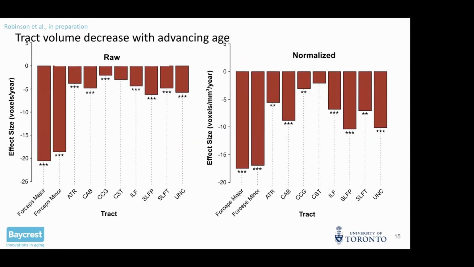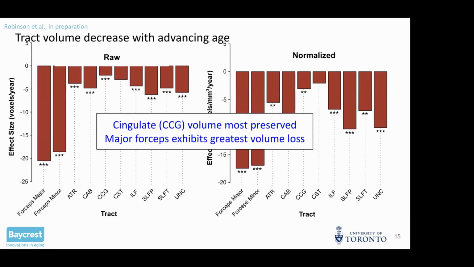Now, if we look at volume, length and volume don't necessarily coincide in aging, because a tract might well lose length but not get thinner. But the reverse is also possible. If you look at tract volume decreasing with advancing age, the same is true. There's this great disparity across these different tracts. And again, the cingulate seems to be most well preserved in terms of volume as well, but the major forceps exhibit the greatest volume loss. The major forceps are at the back of the brain.